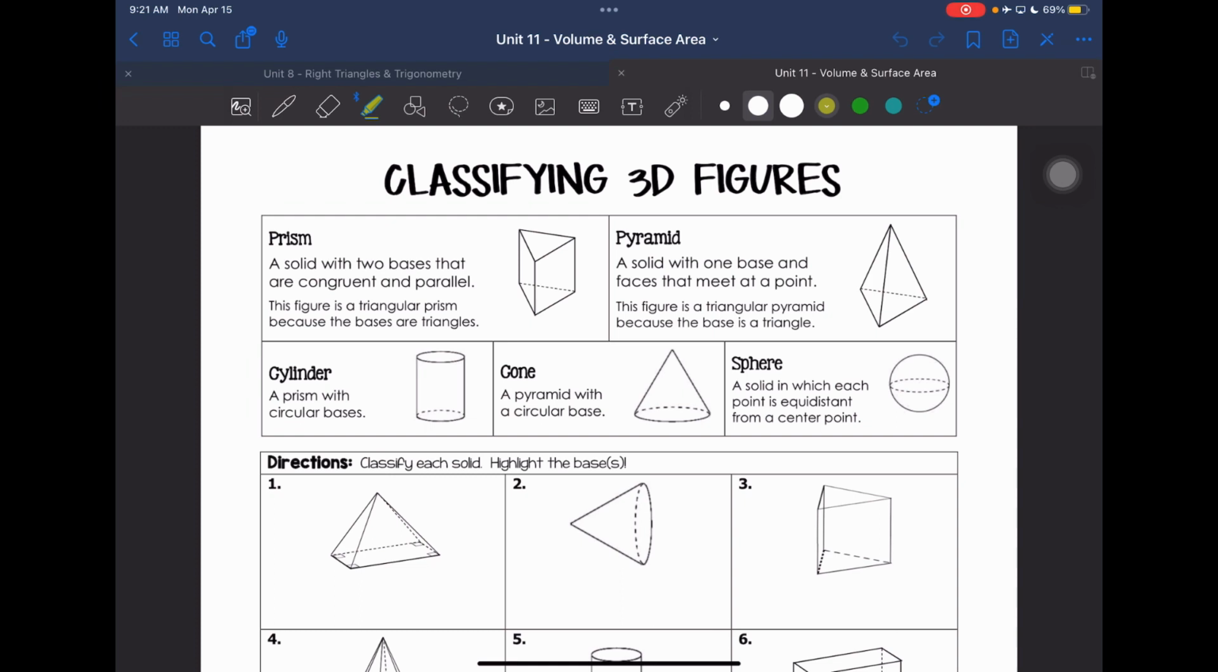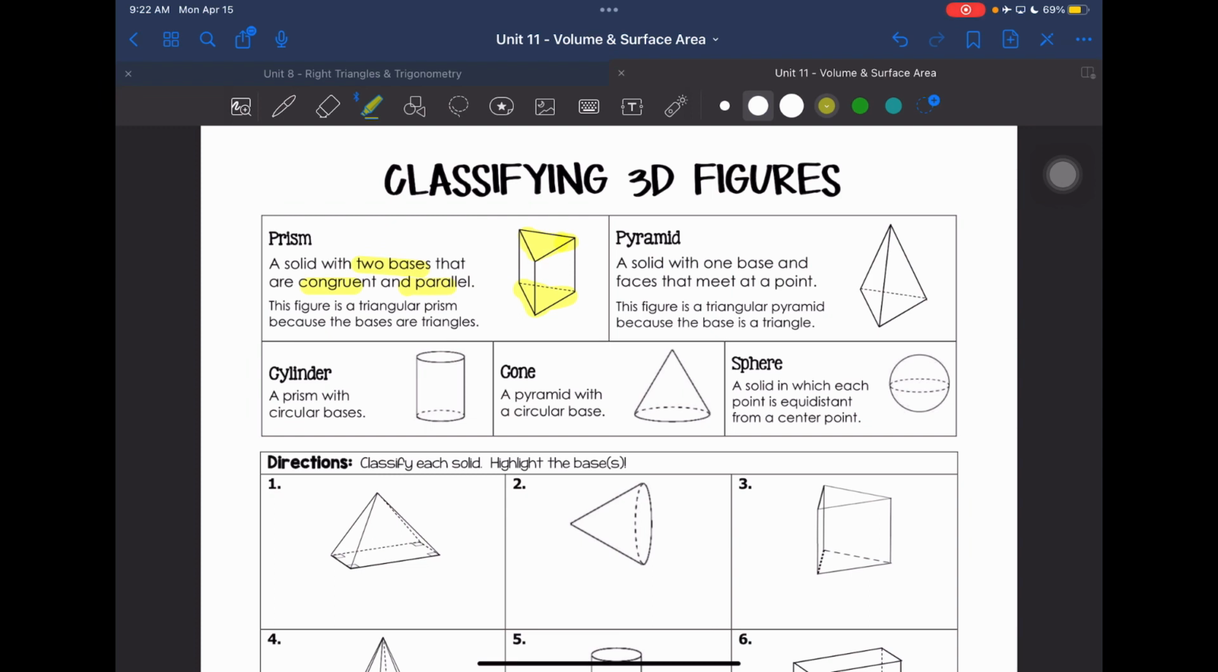So we have an example of a prism here, and I'm highlighting the bases just so that we can see that these are the two bases that are congruent and parallel. They have to be the same, and then they also have to be parallel to each other. We can call this one a triangular prism because that's what the bases are. The bases are triangles. There's lots of different types of prisms depending on what shape the bases are.